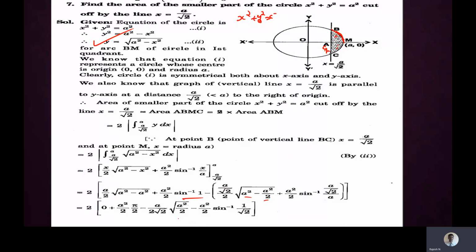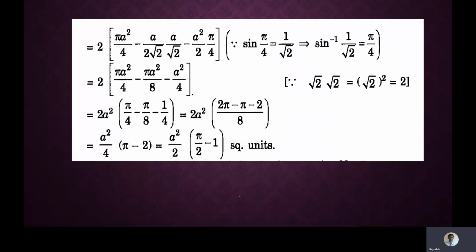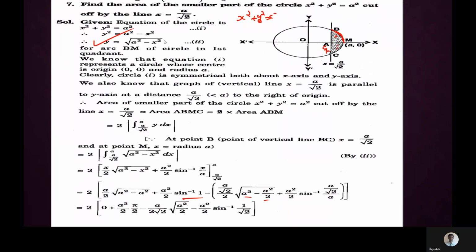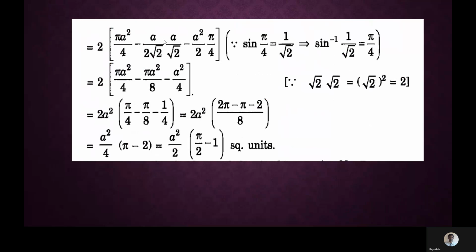So a by 2 root 2 into root a squared by 2, minus a squared by 2 into sine inverse 1 by root 2. If you multiply the 2 inside, you are getting 2 into pi a squared by 2 minus a squared by 4, that is coming here, minus pi a squared by 8. So pi a squared by 4 minus pi a squared by 8. So you take 2a squared outside, then pi by 4 minus pi by 8 minus 1 by 4.